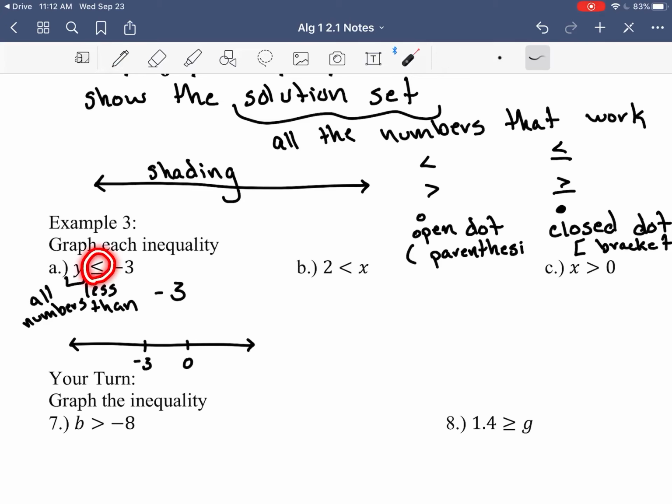We're going to look here. This is a less than or equal to. So since we're less than or equal to, we're going to use a closed dot or a bracket. So I'm going to use a closed dot at negative 3. And I want all the numbers that are less than this negative 3. Well, if I go this way, these numbers are bigger than negative 3, so I want to go this way. They're less than negative 3. So normally I take my pencil and I just draw a scribbly down that direction. So there's all the numbers less than negative 3.